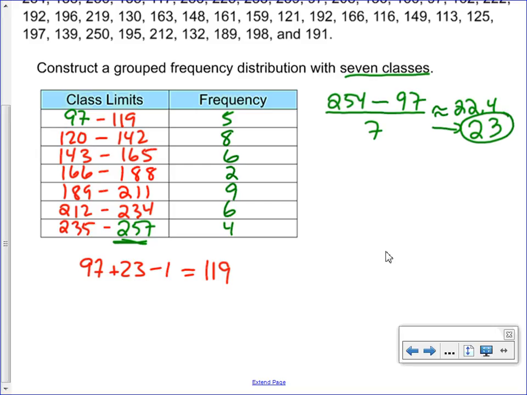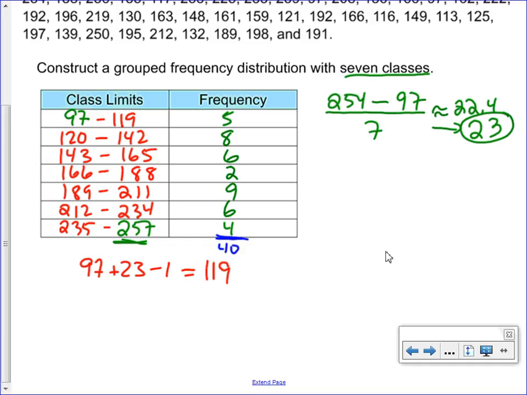74. P.S. If you were to add all of this up, what should it add up to? So it should add up to 40. That's how you double check yourself. Okay? Alright. Here we go.